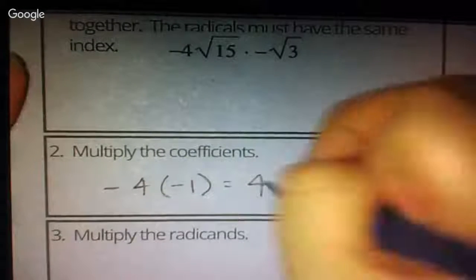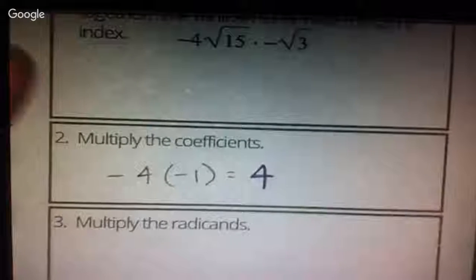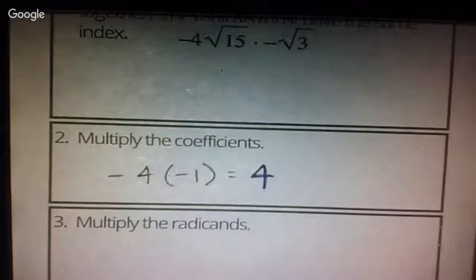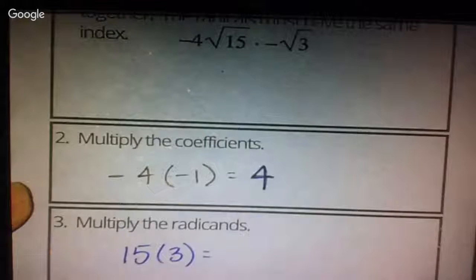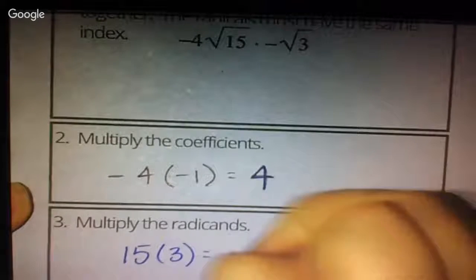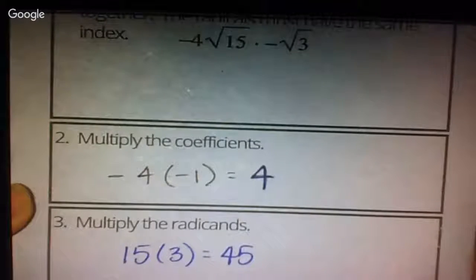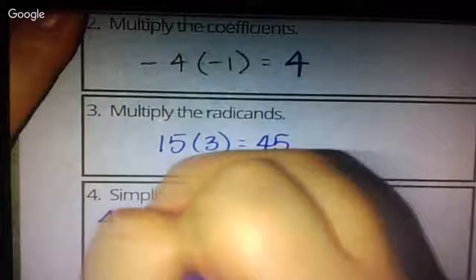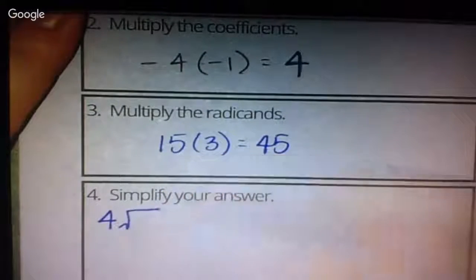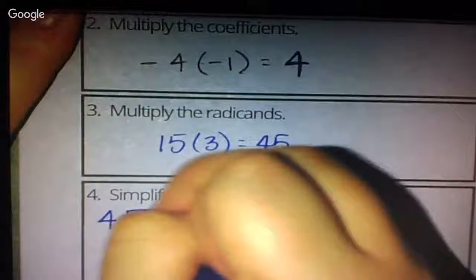Okay, then it says multiply the radicands. So your radicands are what's underneath the square root. So 15 and 3. Which gives me, okay, so right now you multiplied the coefficients. So we have 4, you keep your index, so square root of 45.